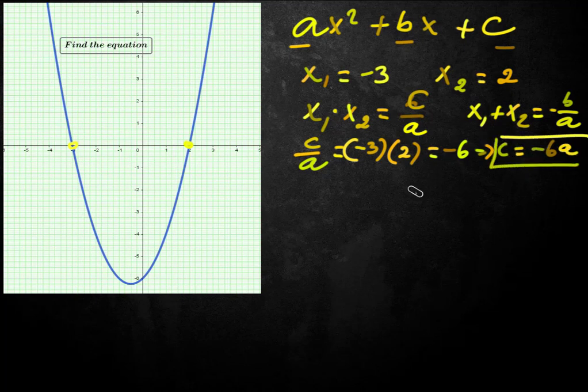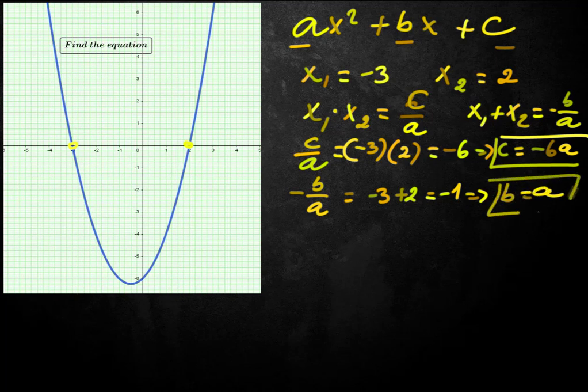We keep that one. And for the second part, x1 plus x2 is equal to minus b over a. So minus b over a is equal to the sum of the two roots. It's -3 plus 2, which is equal to minus 1. That means minus b is equal to minus 1, or b is equal to a. So we have the value of c in terms of a and the value of b in terms of a.